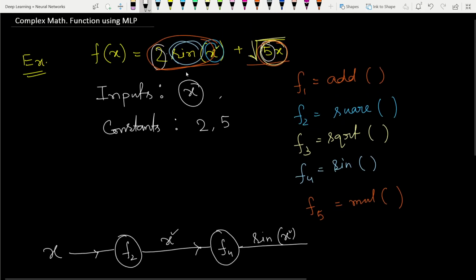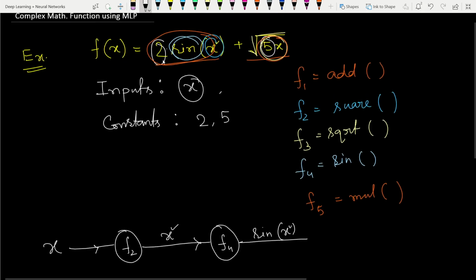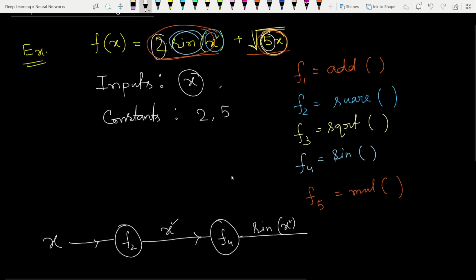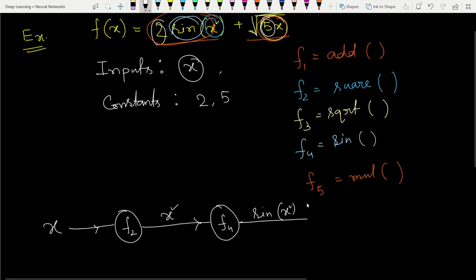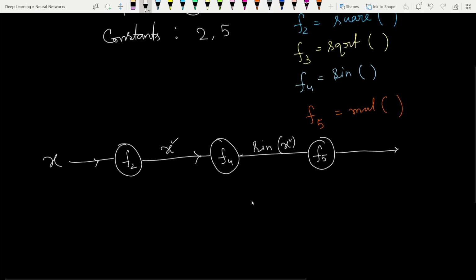Okay, now after getting the sine of x square, which I am computing first, we require a multiplication function. We require this multiplication function for making 2 into sine x square. So the multiplication function is our f5 function, and one more input we require here to make that.